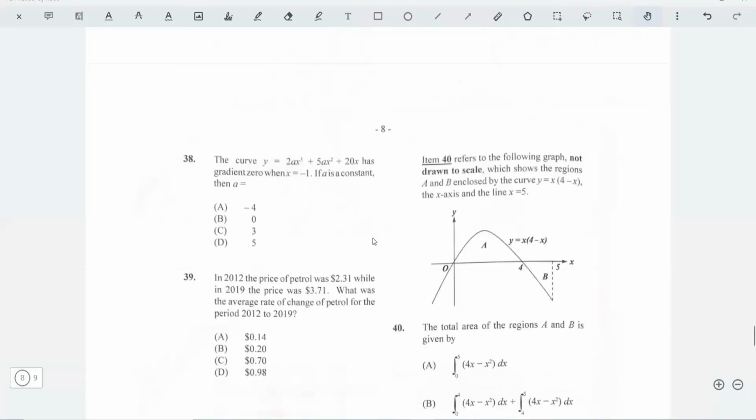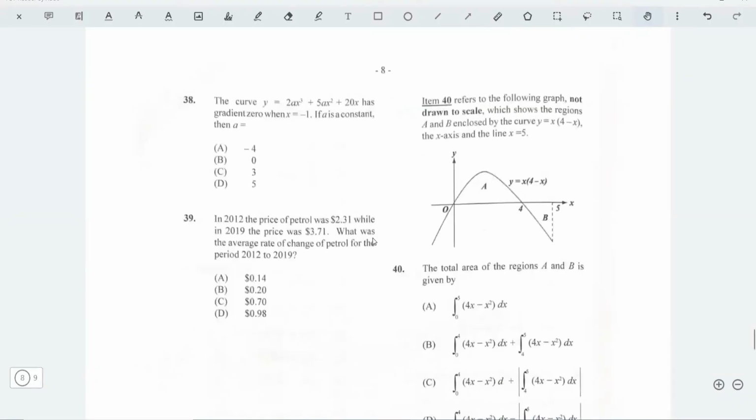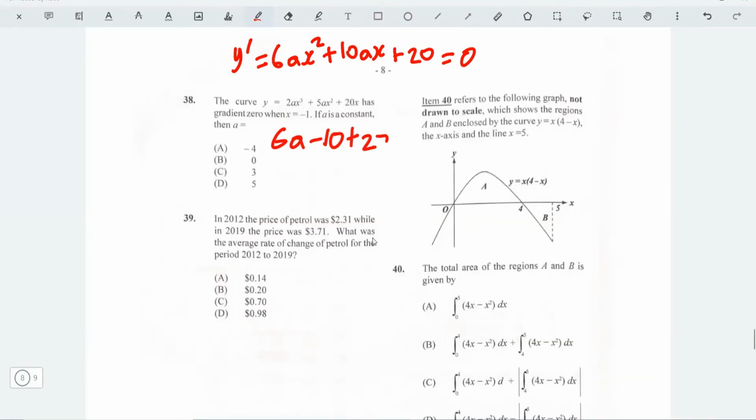Question 38. It says the curve y is this, and if a is a constant and the gradient is 0, what is a? So first thing we need to do is differentiate. Differentiating to get dy by dx gives 6ax squared plus 10ax plus 20. They're telling us that the gradient is 0 when x is -1. -1 squared is 1, so that works out to be 6a. Now x is -1, so it works out to be -10 plus 20 equals 0.